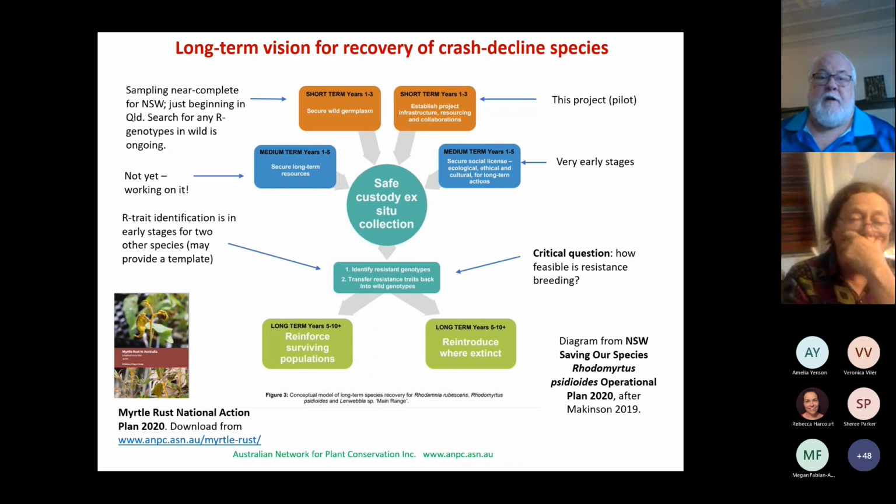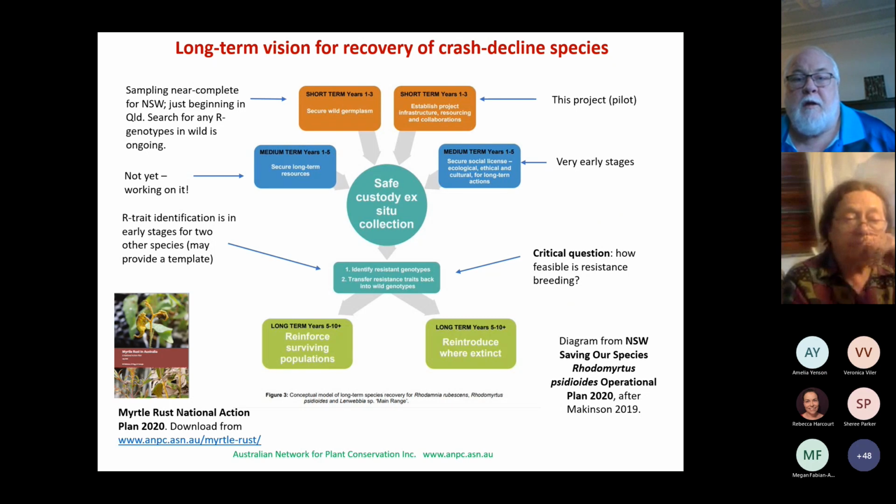The long-term vision, this diagram is taken from the New South Wales Saving Our Species operational plan for native guava. The two top boxes in brown are to do with the emergency sampling of wild germplasm, because we don't want to just wind up with one genotype. We've got to preserve fidelity to the original range of variation if we're going to be putting stuff back into the wild eventually, reinforced. And we're dispersing that meta collection to multiple institutions for security reasons. We don't want all the eggs in one basket in case of catastrophe. After the last few years, I think we're all aware of the potential for catastrophic events. Level two here is the blue boxes.